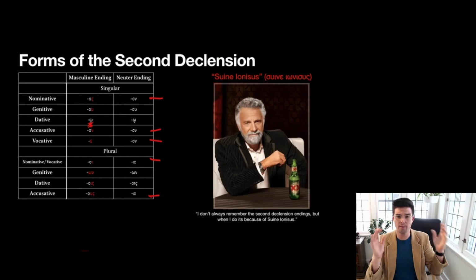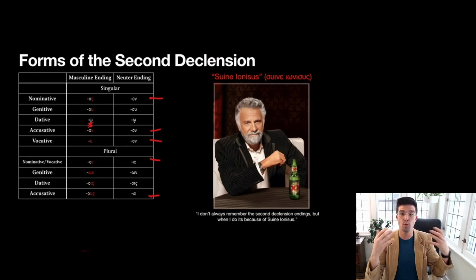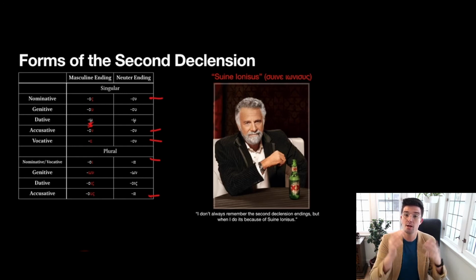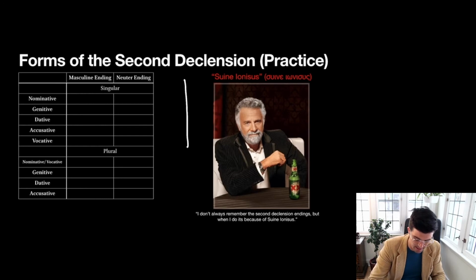And so what I want to do is give you some scaffolded practice of writing the endings of the second declension using our friend Swain Dionysus. So the way that we're going to do this is I have taken away now the endings of the second declension. I want you to pause the lecture and on your whiteboard, make a chart that looks like this.